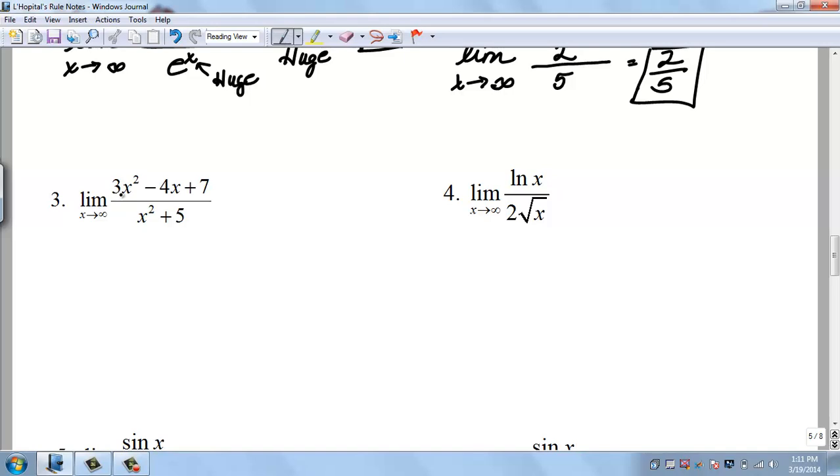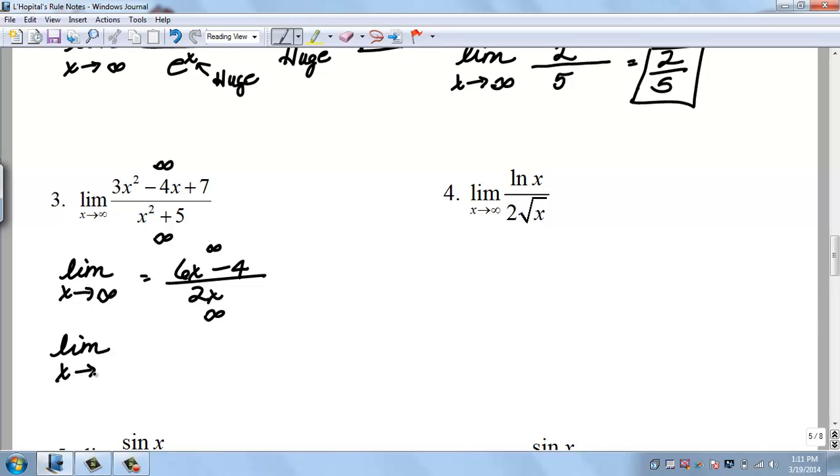But I look, and if I put huge in there, I'm going to have huge over huge, because they're both polynomials. So I'm going to do L'Hopital's rule. The limit as x approaches infinity is going to be 6x minus 4, because I'm doing the derivative of the numerator over the derivative of the denominator. Now if I put huge in here over huge, I still have huge over huge. So I'm going to keep going. So I just say the limit as x approaches infinity of 6 over 2, which is 3, which is what we said to begin with. So L'Hopital's rule does work.